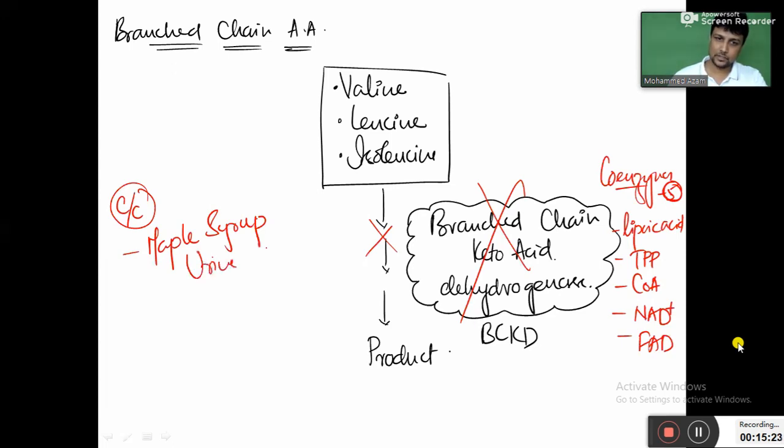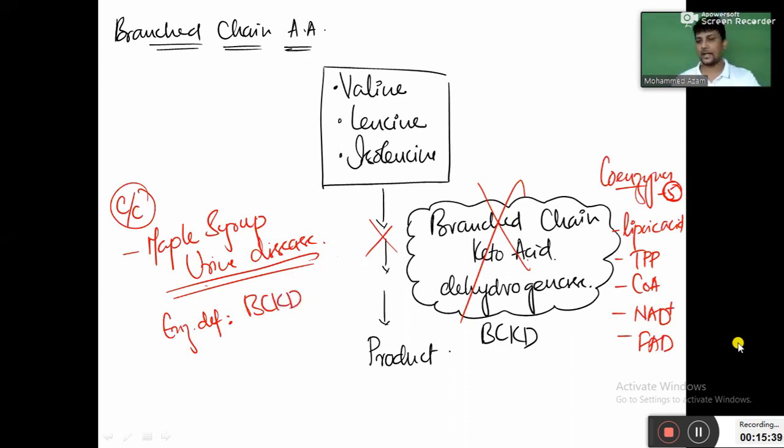Maple syrup urine disease. And what did I tell you? Any time in biochemistry when you are learning any disease, first of all write down the enzyme deficient. Now what is the enzyme deficient in maple syrup urine disease? BCKD, branched chain keto acid dehydrogenase. The enzyme deficient in maple syrup urine disease is branched chain keto acid dehydrogenase.